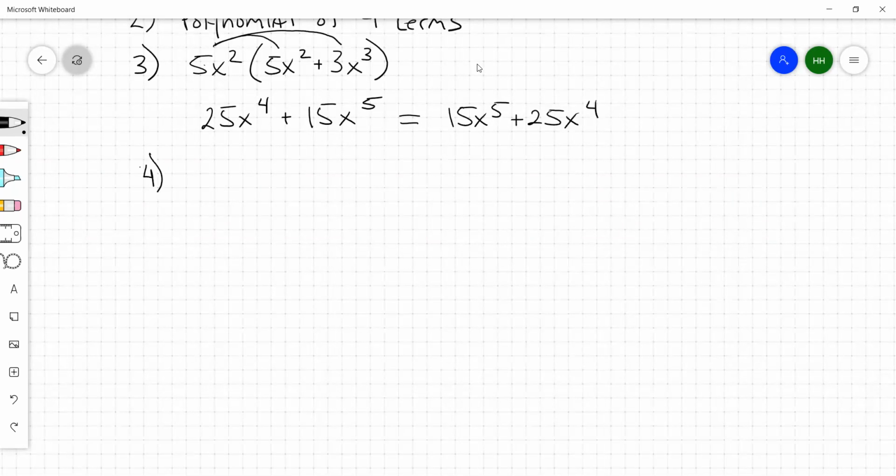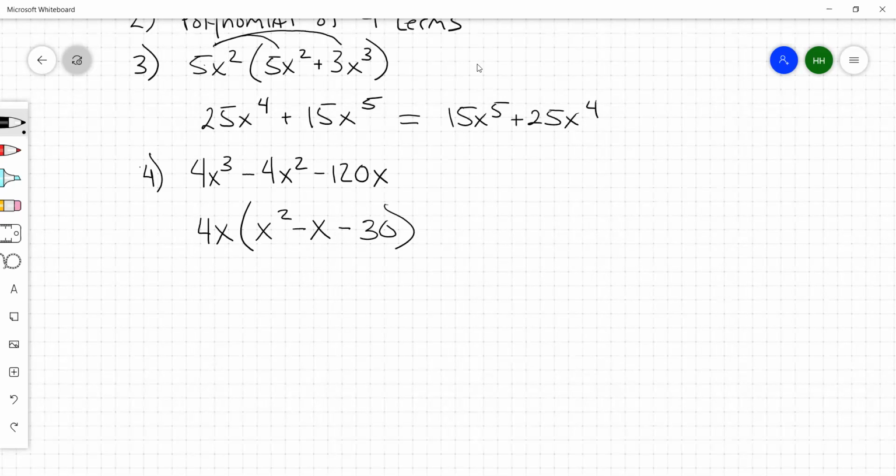Number 4 is 4x to the 3rd minus 4x squared minus 120x. You're asked to write it in factored form. So first thing you're going to do is factor out a 4x. Every term has a 4x in it. So here's a 4x. And then this would be x squared minus x minus 120x divided by 4x. What is that, 30? So 30.